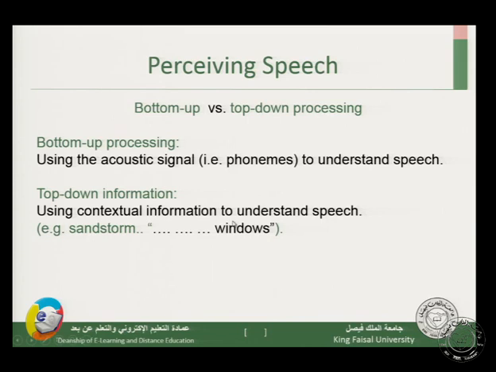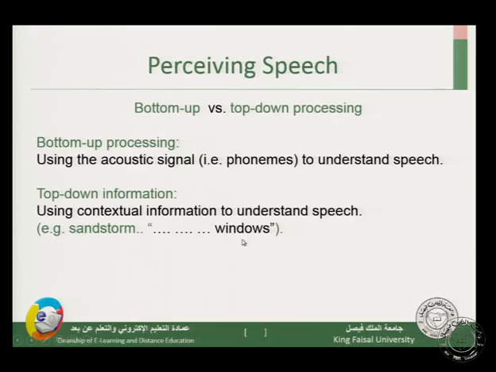So in order to perceive, in order to understand speech, and now you don't have access to the sound of the first two or three words, what you could hear is just the last one. So you heard windows. Now it is clear to you, because you already know that there is a sandstorm. It is easy for you to understand what is meant and what is the intended meaning. It is: close the windows.